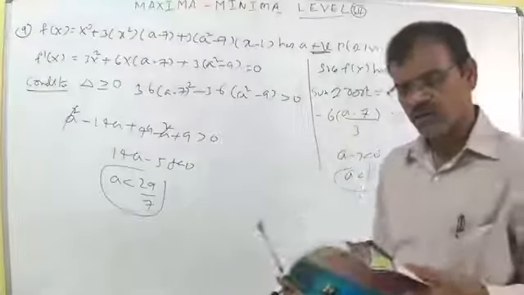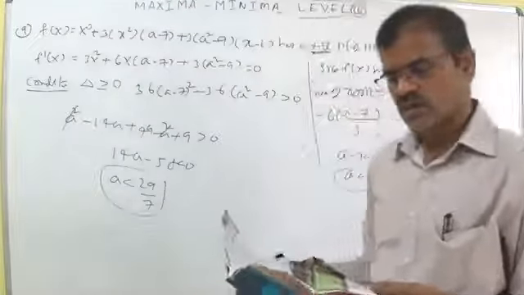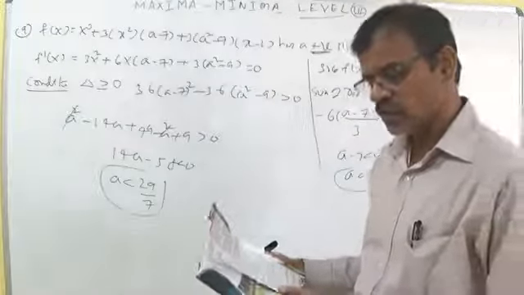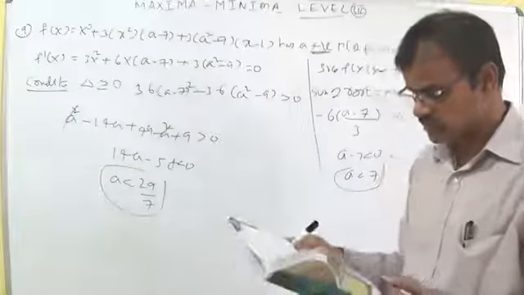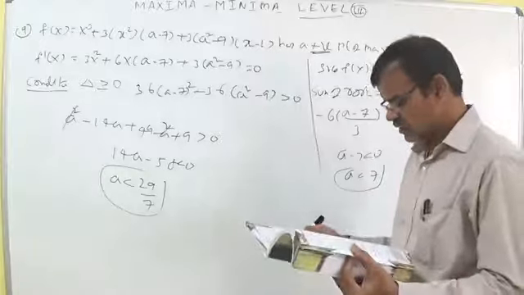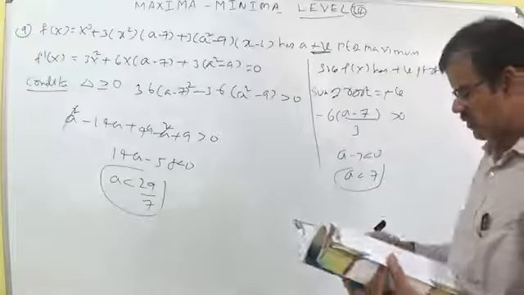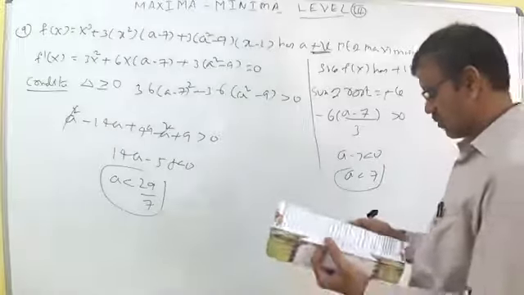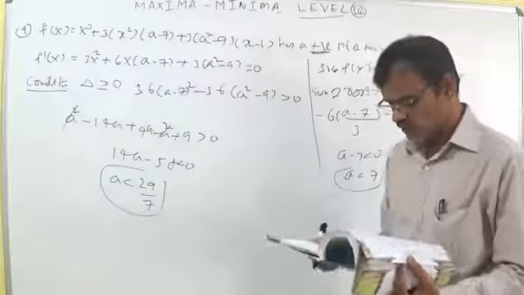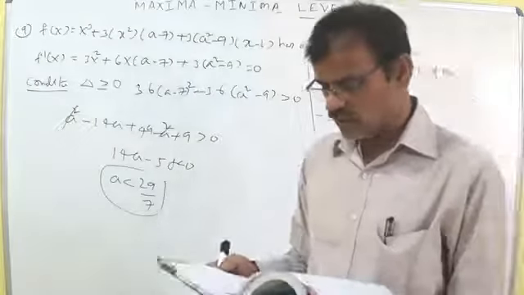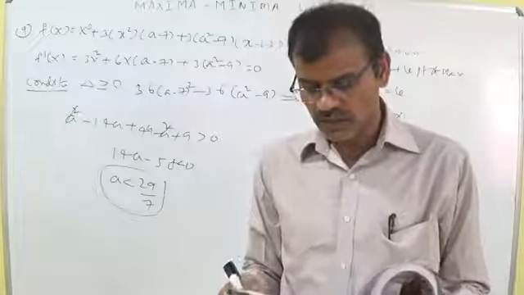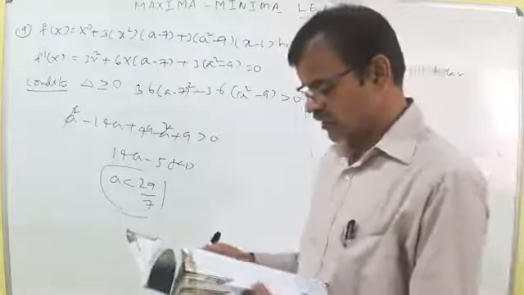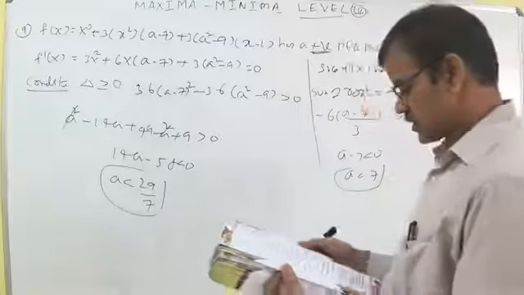According to the option, a less than 7 is there. Common domain we should calculate. Let us discuss this one. A less than 7 we also got, and a less than 29 by 7 we also got. Common domain is this one. Sum of the roots greater than 0 we have calculated and f dash 0 calculated.